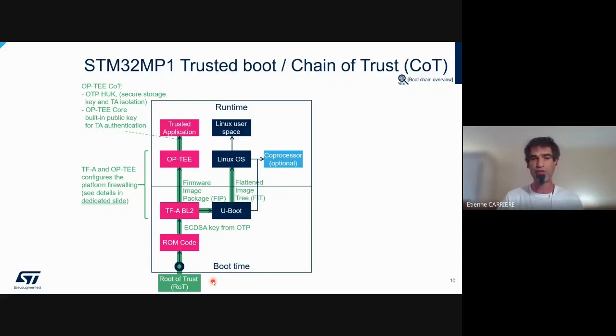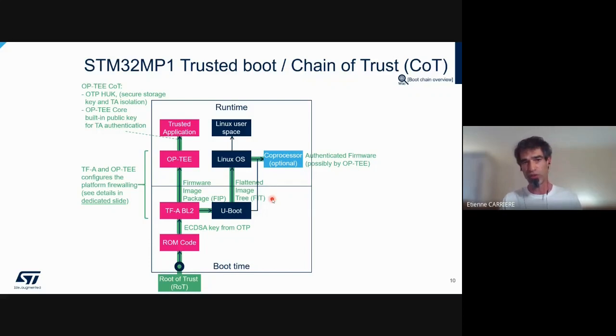And U-boot itself can be used to authenticate the image it loads itself. So in U-boot, we can use the FIT format, which is a flattened image tree format, which is about the same thing where U-boot will load several images, and those images are themselves bound to certificates which shall be checked. So this is the way you would natively authenticate the Linux OS before it boots it.